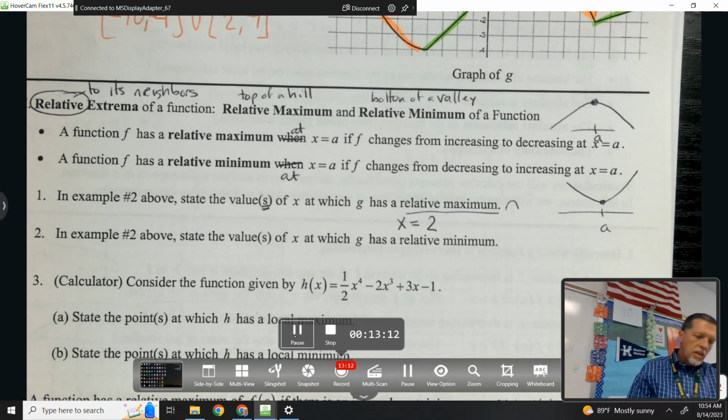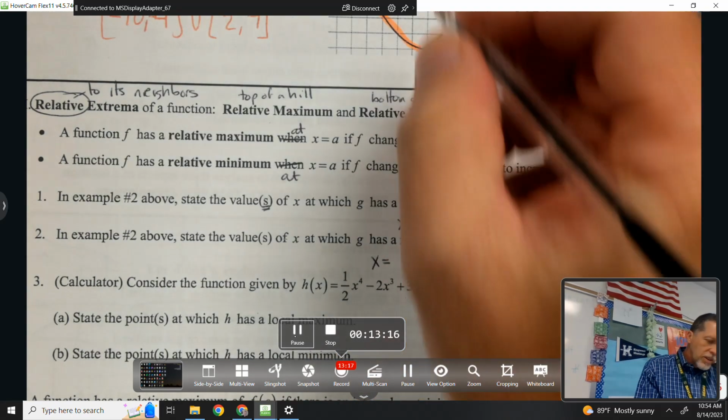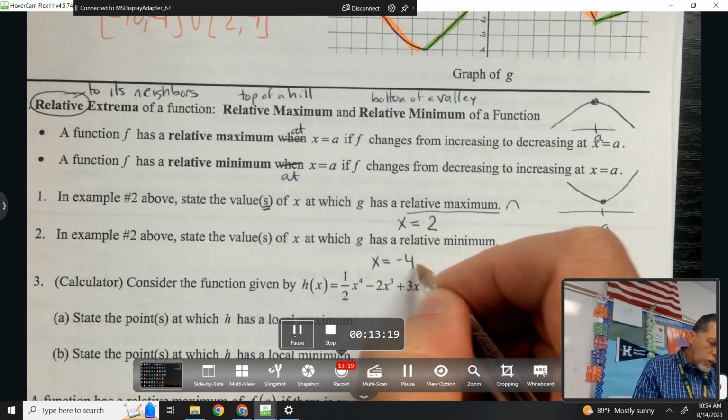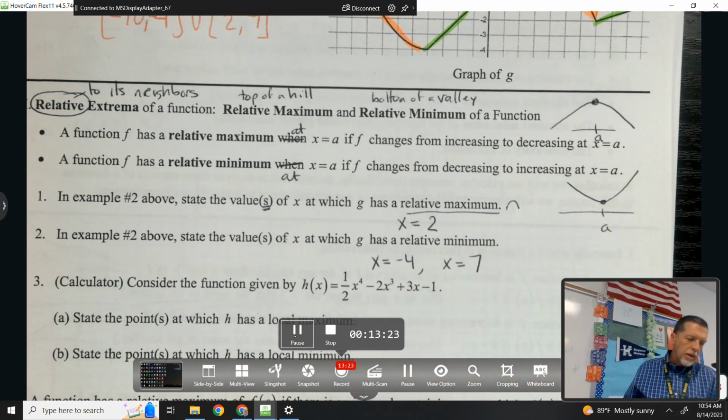How many relative minimums do we have? 2. So -4 is a minimum, and x equals 7 is a minimum.